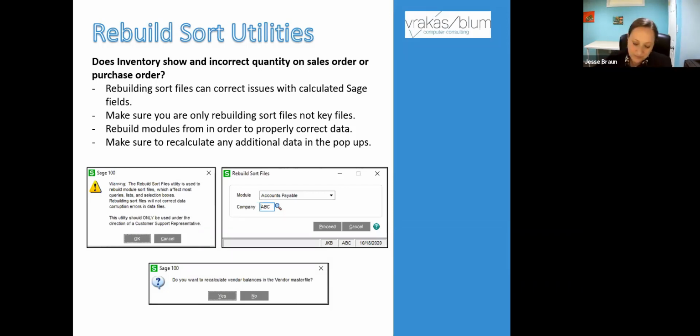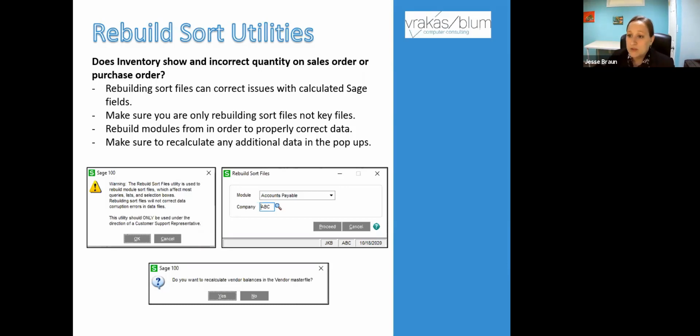So when should you run the rebuild sort files? You want to run this for sure when the information is wrong, when you notice that there's a discrepancy between what it says is on sales order and what's actually on sales order. That's a very logical way to put it.